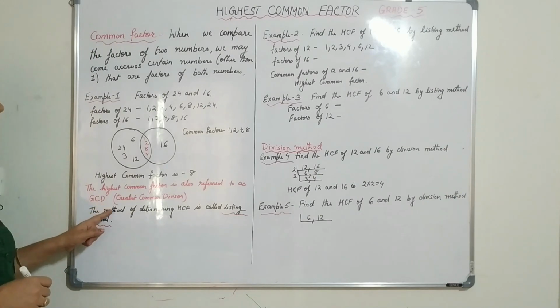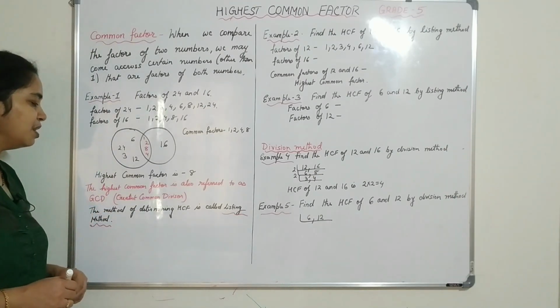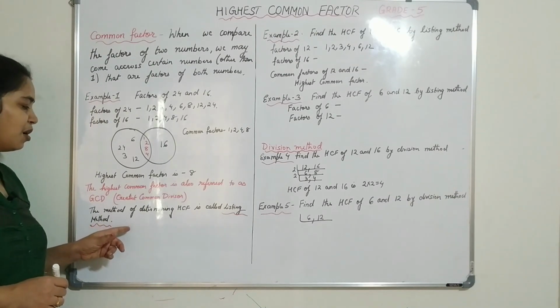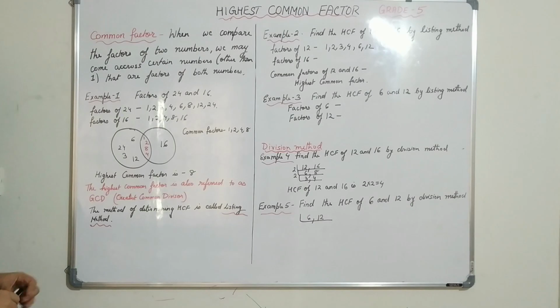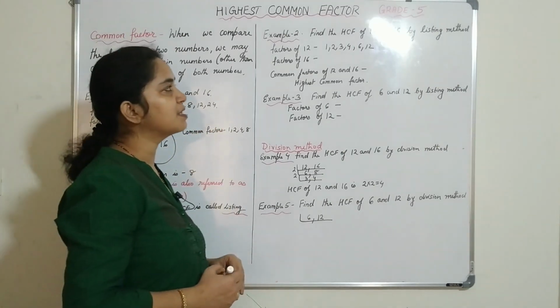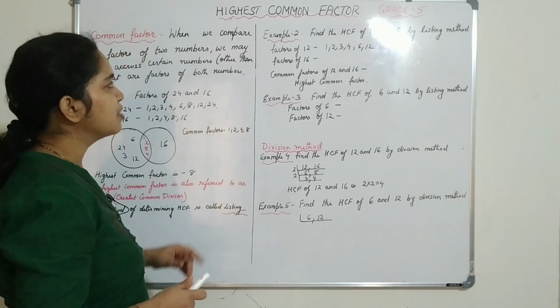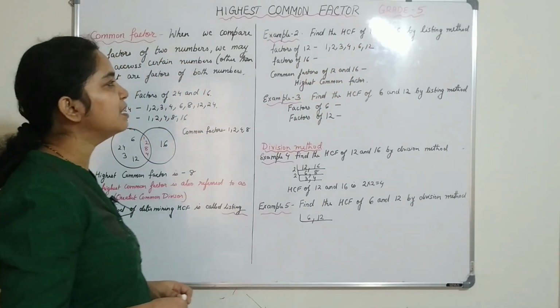The highest common factor is also referred to as GCD, or the greatest common divisor. The method of determining the highest common factor is called the listing method, and I have made certain examples for the listing method. So let's find the HCF of 12 and 16 by the listing method.